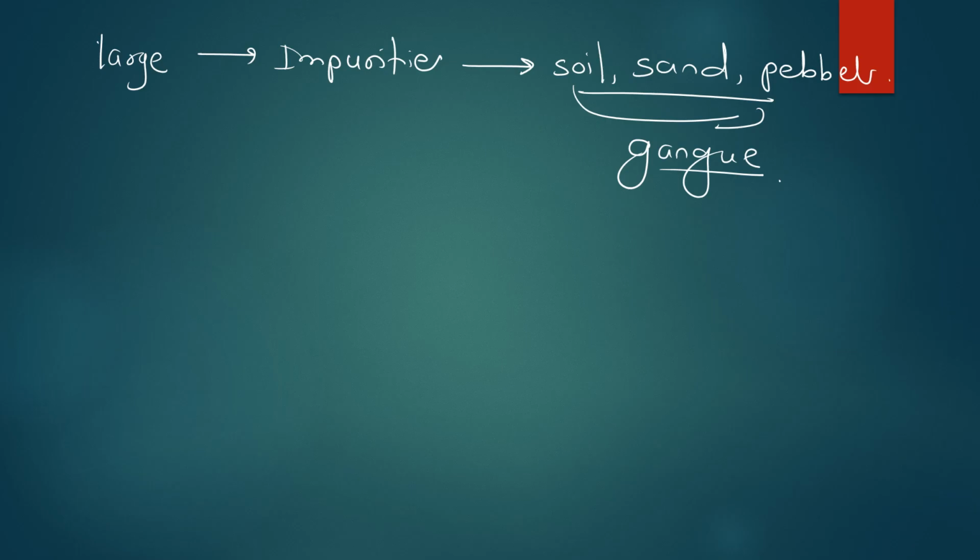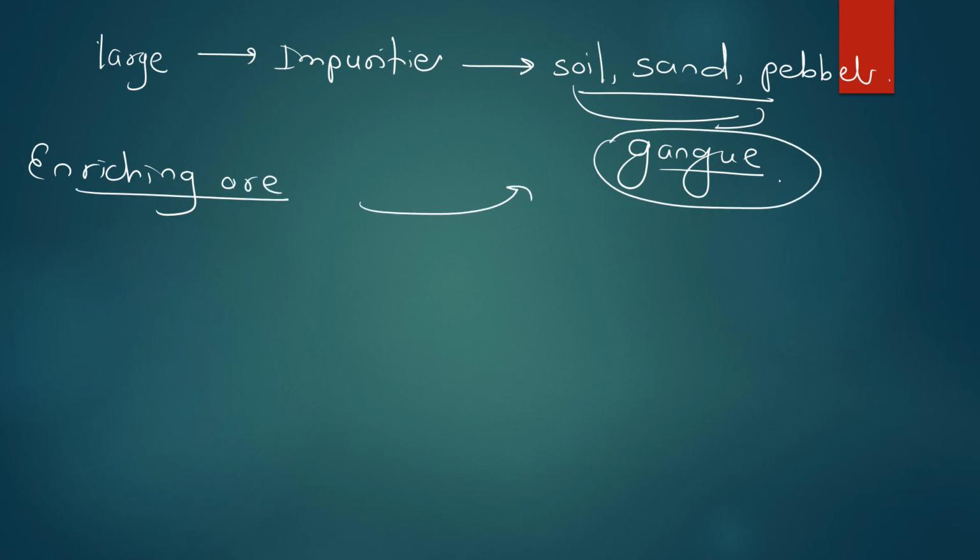Enriching means you are increasing the amount of the metal in pure form. So that is the process for enriching ores. For that, first of all you have to remove these impurities, which is a very important step. The processes used for removing the gangue from the ore are based on the differences between the physical and chemical properties of the gangue and the ore. Different separation techniques are employed accordingly.